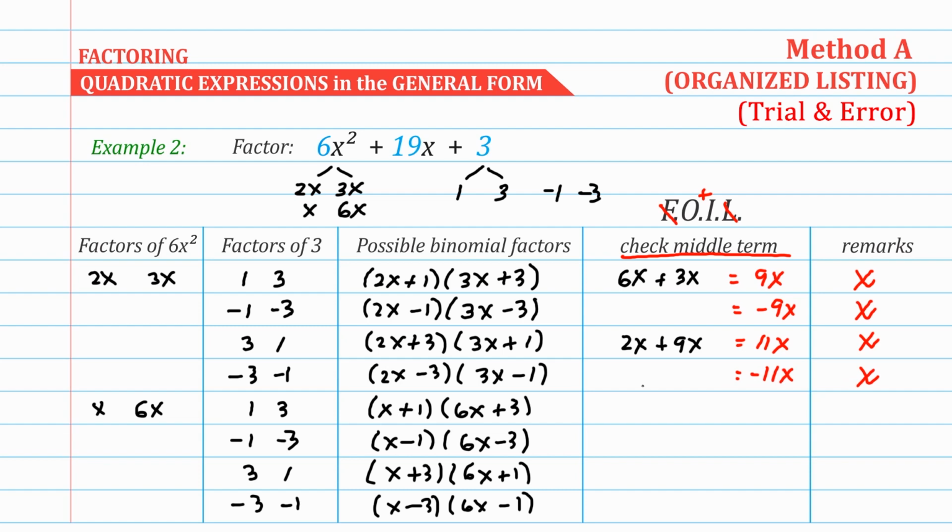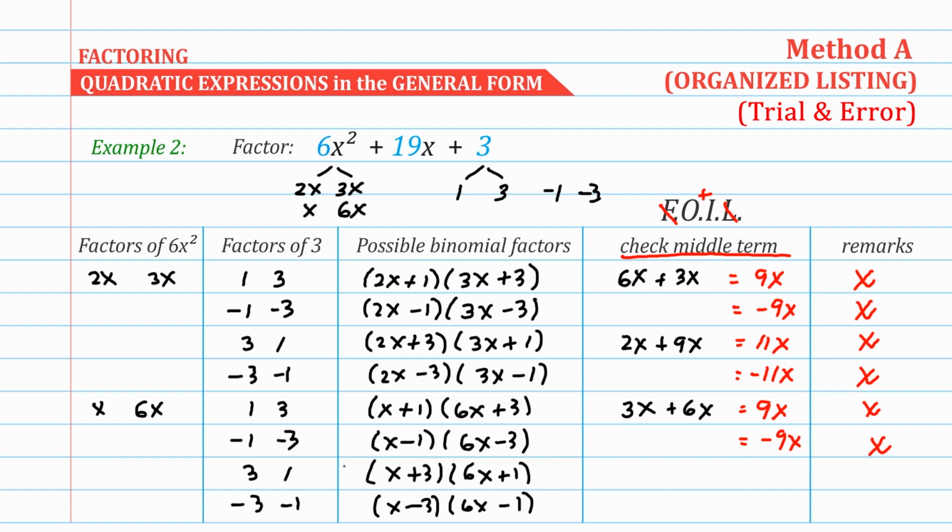Let's try the next one. Outer, we have x times 3 is 3x. Inner, 1 times 6x is 6x. Adding, it's equal to 9x. Sorry, wrong pa rin. Okay, wag mo nang i-add. Sigurado, wrong pa rin yan.